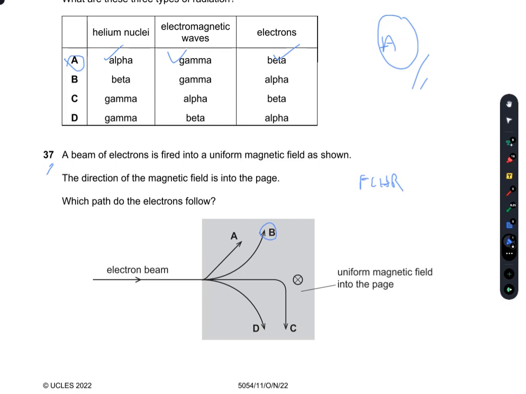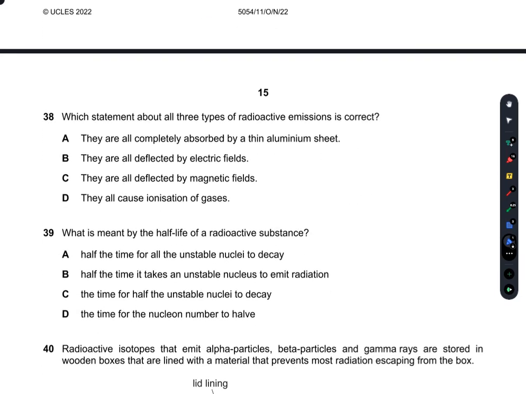Why is it not? Because it's an electron beam. It is not a positive charge. So Fleming's left hand rule gives us a direction which is opposite for the electron beam. So if it is B, then for electrons it should be D. So D is the right option.